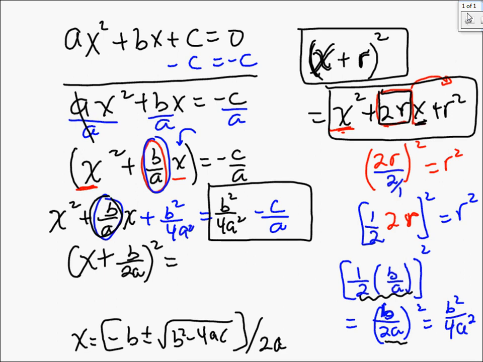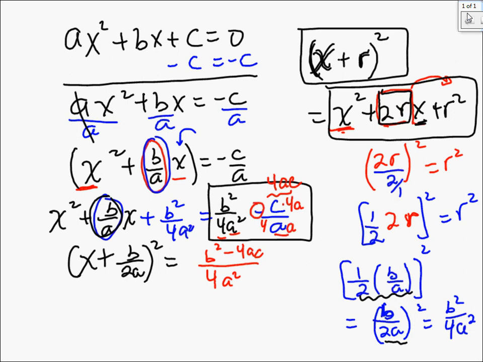Now, to get the same denominator, I need to multiply this by a. That gives me the a squared, and I have to multiply by 4. But I just can't do that. I have to do the same to the top to get 4a, which I'm going to write as 4ac. So, since the denominators are the same, I can just subtract the numerators. It's b squared minus 4ac. Okay.